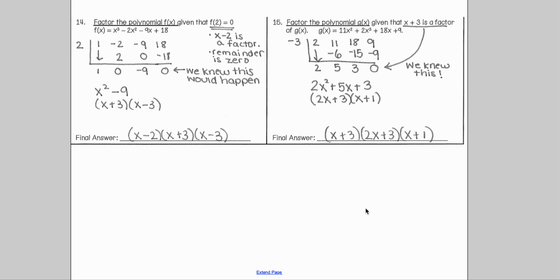So again, notice the difference between the questioning for this whole lesson. We are using the same skill of synthetic division, or synthetic substitution. But again, notice the difference in how we write our final answers. Lots of different things. So pay attention to the wording of questions as you go along in practice.